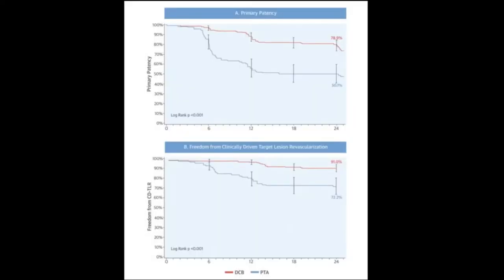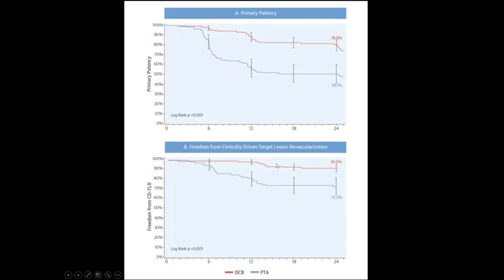And these are the 2-year data from the randomized trial using one of these drug-coated balloons. So in red is the primary patency for the drug-coated balloon. In blue is the primary patency for a plain balloon out to 2 years. Primary patency of 80% versus 50%, showing a significant advantage. And most recently, I couldn't find a slide, but the 3-year data have been presented. I'm not sure if it's been published yet, and it still shows at 3 years a significant advantage in primary patency of the drug-coated balloons versus the plain balloons.